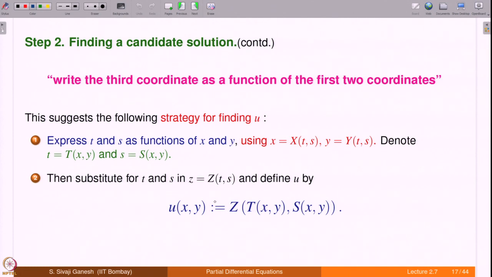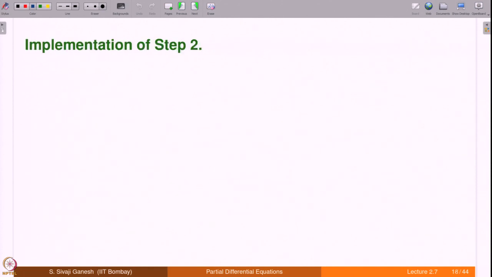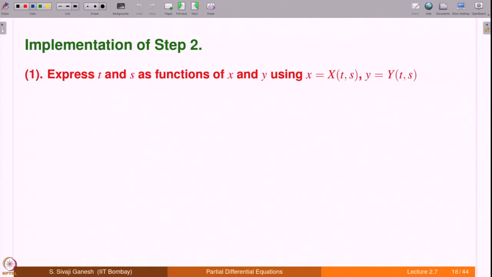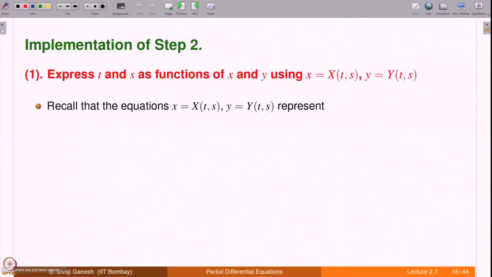This should work because z itself was motivated like that. The equation for z was derived after using that it is going to be the value of the solution along the base characteristic (x(t,s), y(t,s)). Refer to lecture 2.6. So, therefore, it should work, but there can be very technical difficulties. We will see what they are. So, express t and s as functions of x and y like that.